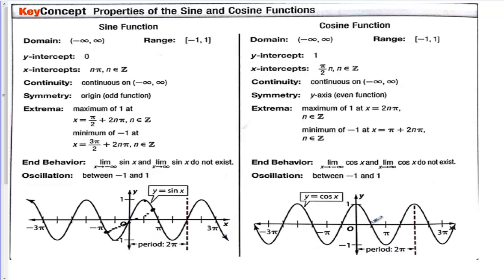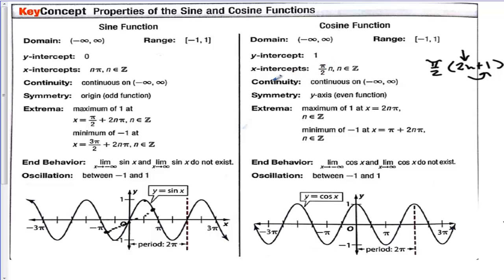The x-intercept happens at pi over 2, certainly, but not every multiple of pi over 2, because pi is 2 pi over 2. So the x-intercepts happen at 1 pi over 2, 3 pi over 2, 5 pi over 2, and so on. Now those are the odd multiples. So we have pi over 2 times 2n plus 1. That makes it an odd number. If you multiply anything by 2, that'll make it even. Add 1, and now you have an odd number. So it's odd multiples of pi over 2, not every pi over 2.